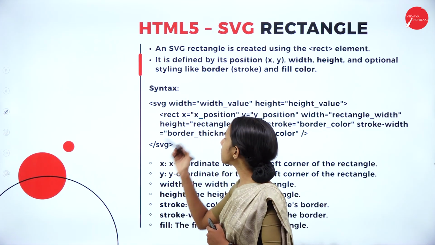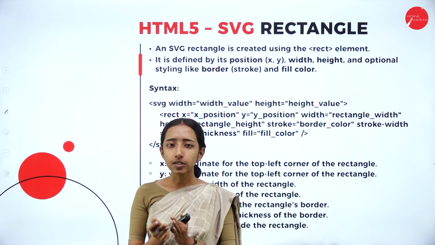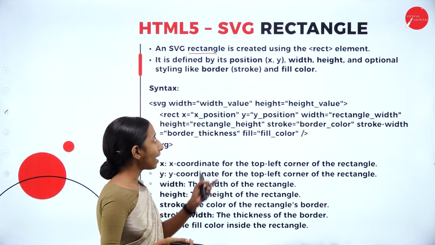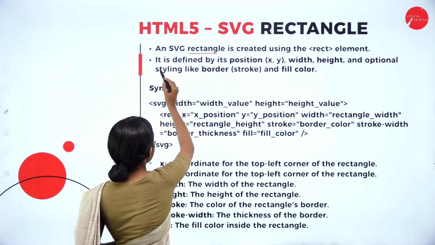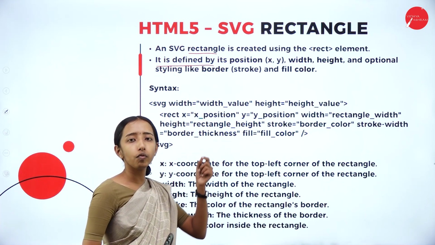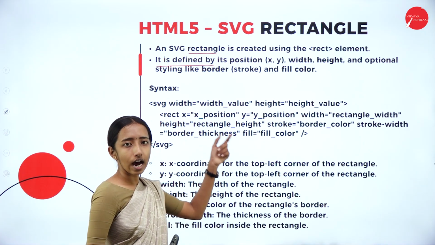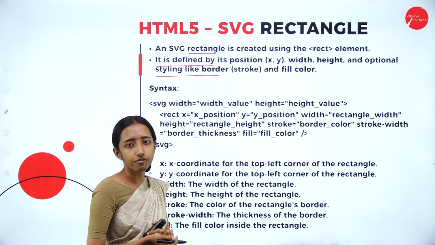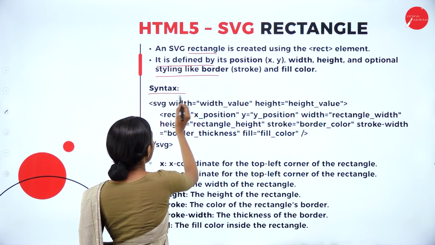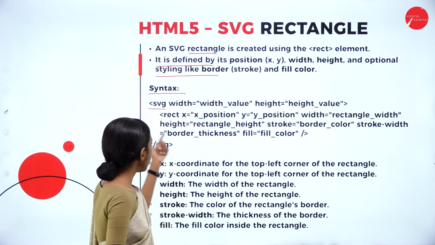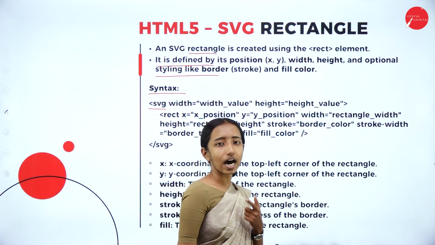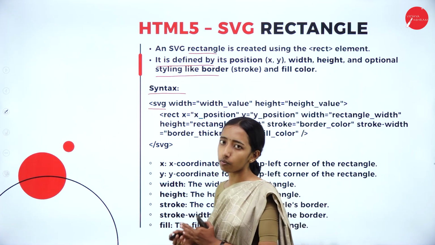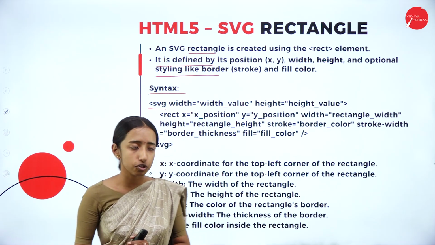The next one is the HTML5 SVG rectangle. Here the rectangle is created using the rect element, and it is defined by its position. So here we will have the position like x, y, height, width, and also the optional styling like the border, meaning the stroke, and fill colors. Here also we have a simple syntax. We use the SVG tag with the height and width, and here you can see we have given the position for x and y, meaning x and y represent the position.